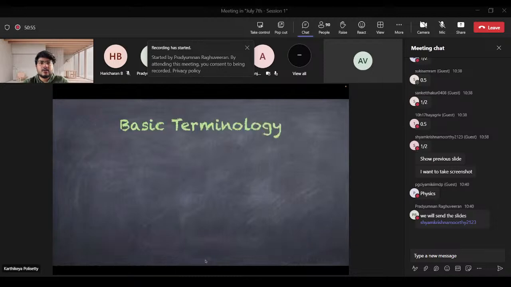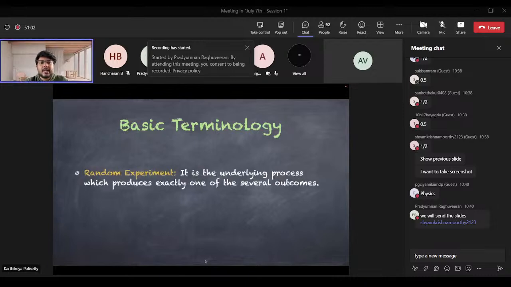So what are the basic terminologies in probability? Random experiment. It is the underlying process which produces exactly one of several outcomes. For example, let's take a dice. We are throwing it. There are 6 possible outcomes and only one will occur at a time. More than one can't occur. If we throw a dice, we can get either 1 or 2 or 3 and so on up to 6, but not any two at the same time. That kind of experiment is a random experiment.